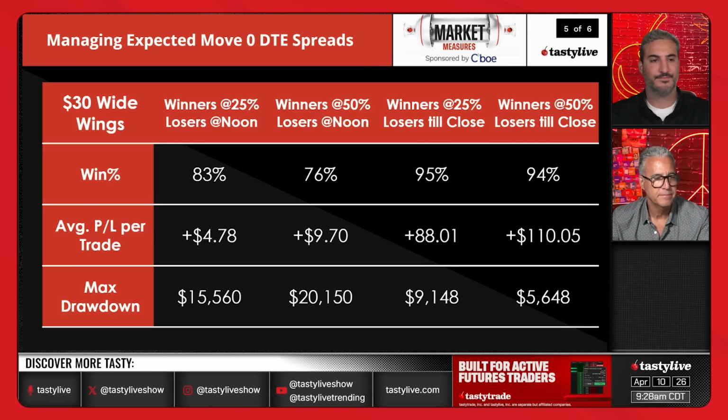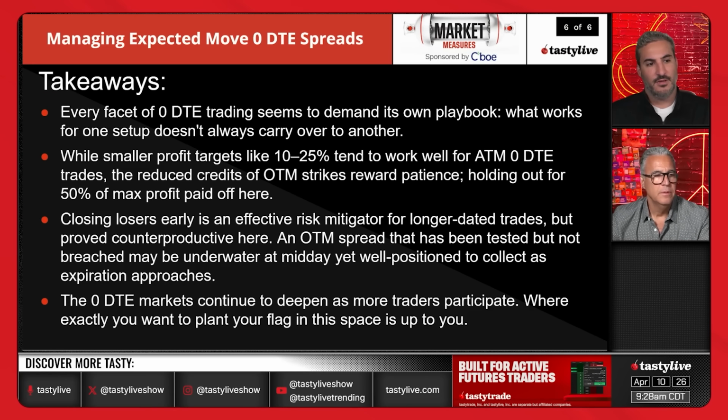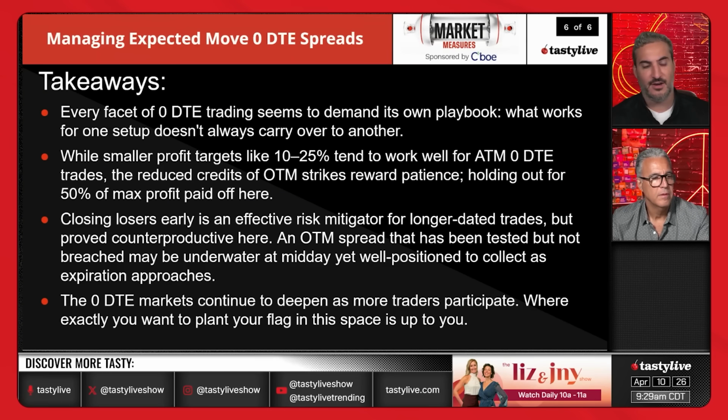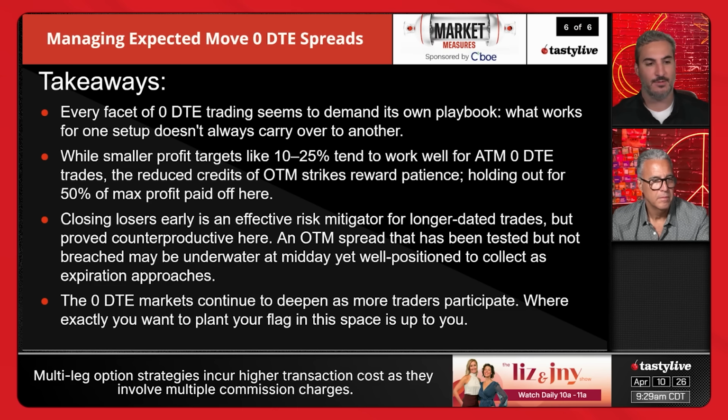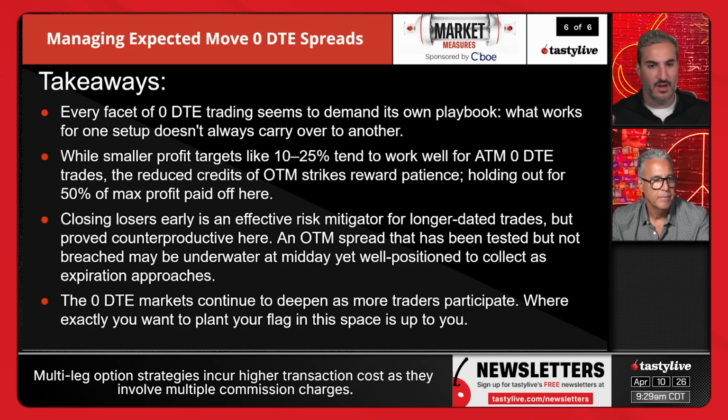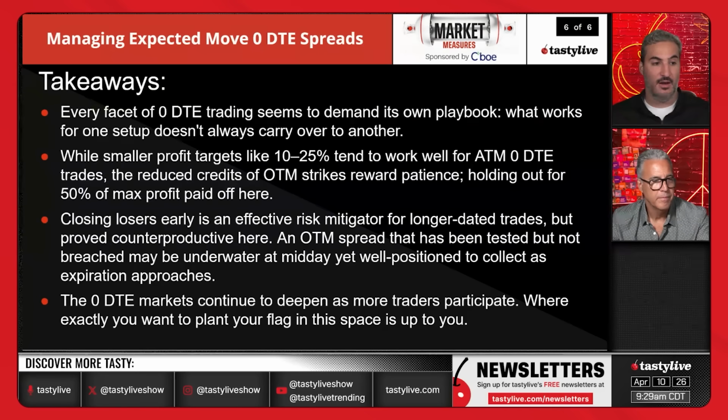Perfect. Okay. Next one, a couple takeaways. Zero DTE trading seems to demand its own playbook. What works for one setup doesn't always work for the other setup. While smaller profit targets like 10 to 20% work for at the money zero DTE trades, the reduced credit of the out of the money strikes rewards patience. So holding out for 50% of the max profit has paid off with the out of the money short put spreads. This is contrary to what we've done with iron condors or closer at the money trades.